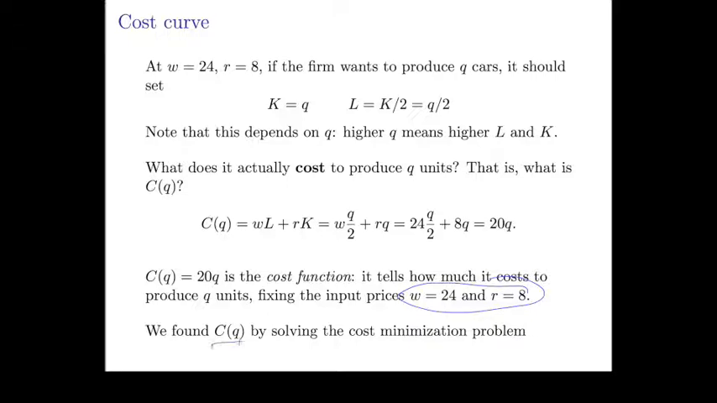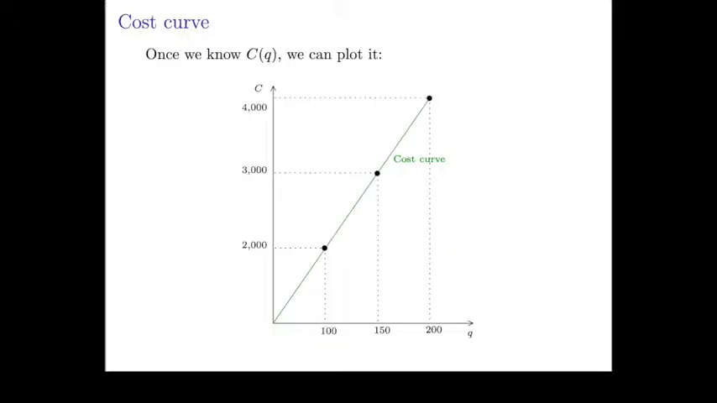How did we find this cost function? Well, we solved the cost minimization problem, and that gave us the cost function. So once we know what this is, we can plot it. And so it would look something like this. In this particular case, it's going to be a straight line of slope 20. Cost of producing 0 units is 0. Cost of producing 100 units is 2,000. Cost of producing 150 units is 3,000, and so forth.